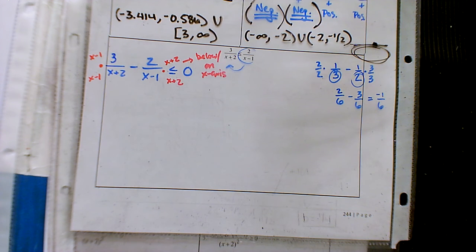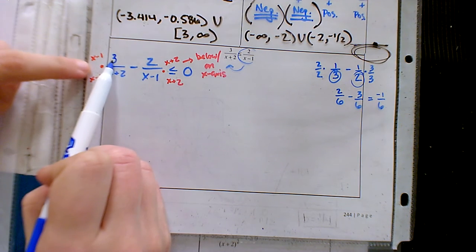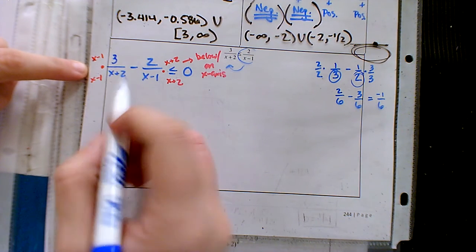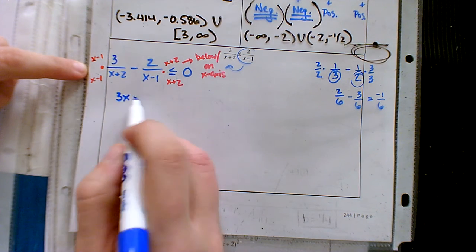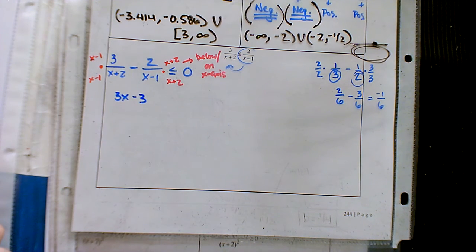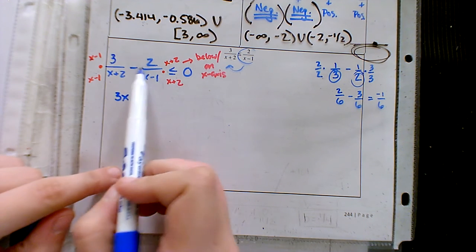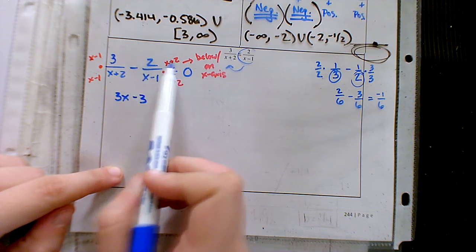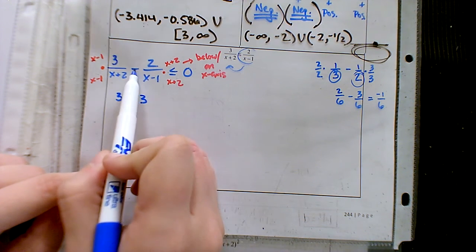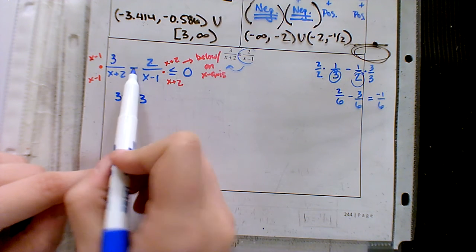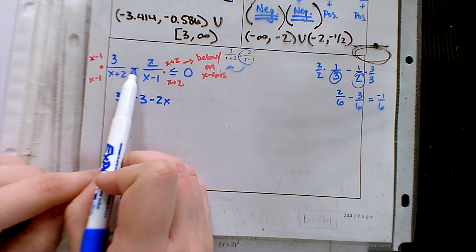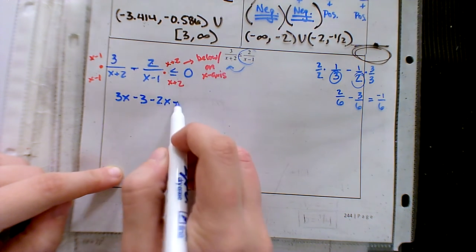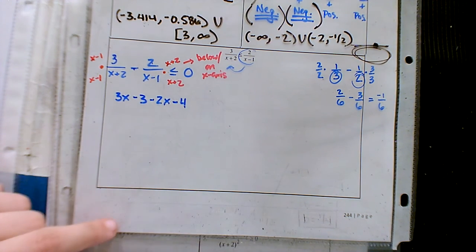Now we got to think about if we're multiplying on top and bottom, we might have to do some distribution here. We're going to take 3 times x, so that'd be 3x, and then 3 times negative 1, so that'd be negative 3. And we're going to do the same thing for the numerator of the other fraction, but this time we got to take negative 2 because we're subtracting. We'll do negative 2 times x, so negative 2x, and then negative 2 times positive 2, which would be negative 4.